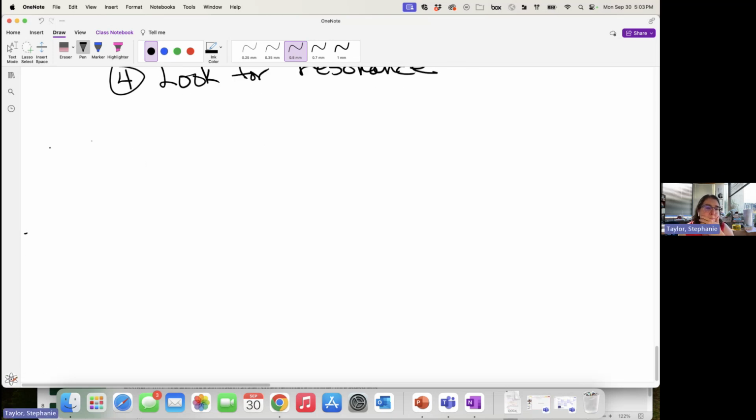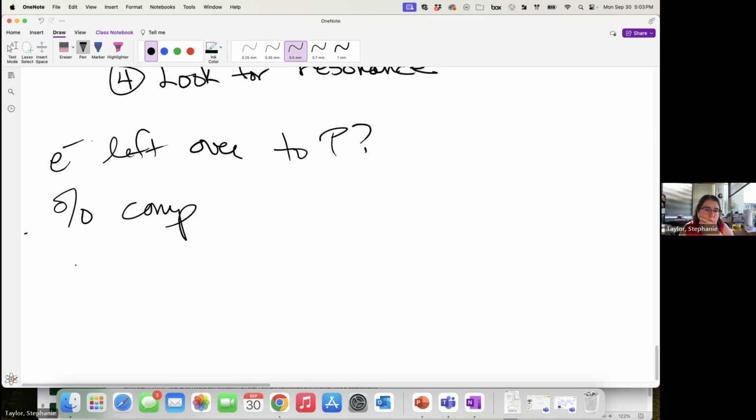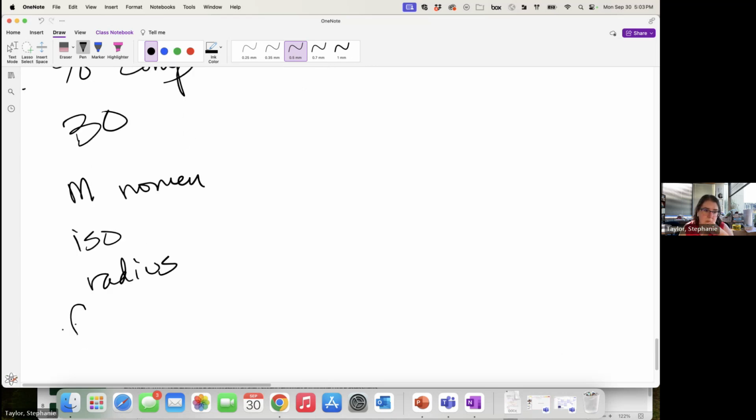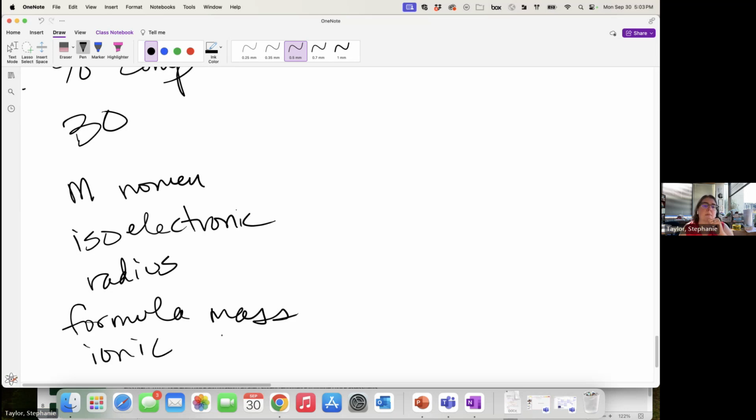So if you have electrons left over, would it go to the p element? Can you go over resonance, percent composition, calculations, bond order, molecular nomenclature, isoelectronic ionic radius, ionic bonding, molecular/formula mass? Now, some of those were already answered, but I missed something after radius. Ionic bonding, and molecular/formula mass.